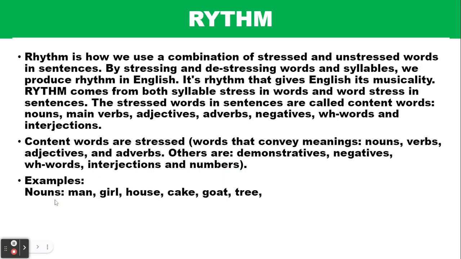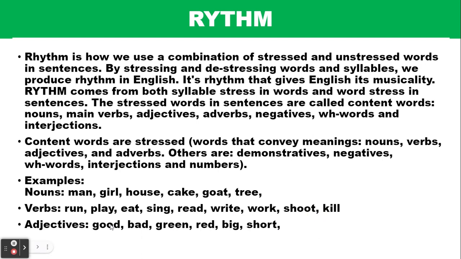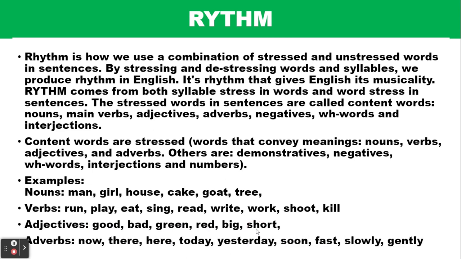Then we have examples, nouns. Examples of nouns include man, girl, house, cake, goat, tree. Then we have verbs like run, play, eat, sing, read, write, work, shoot, kill. Adjectives include good, bad, green, red, big, short. And then adverbs include now, there, here, today, yesterday, soon, fast, slowly, gently.